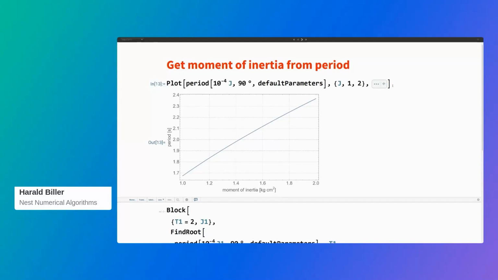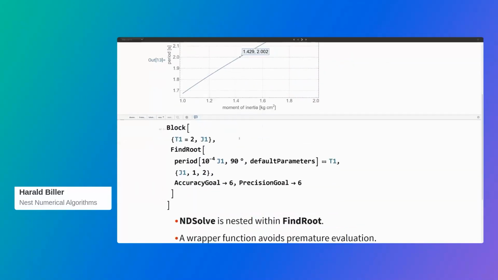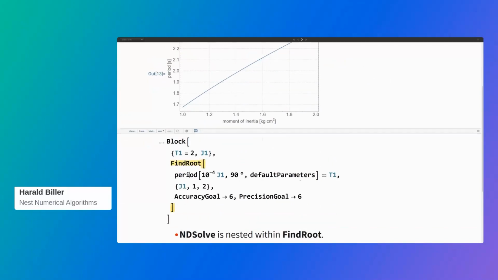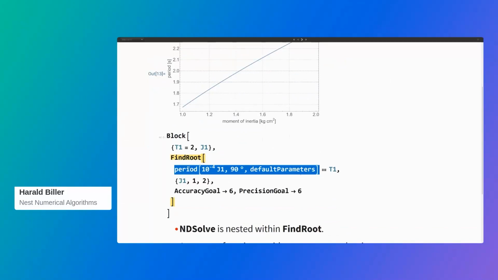And now I said what I want is a measurement principle for the moment of inertia from observation of the period. So say the period is 2 seconds, which I observed. Which moment of inertia does that correspond to? So you go into that graph and find that it's about 1.43. Or of course you want to do that algorithmically and numerically. Yeah? So you have the period function, which I just defined.